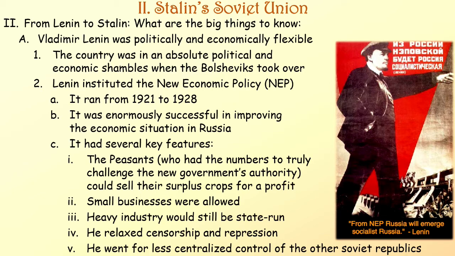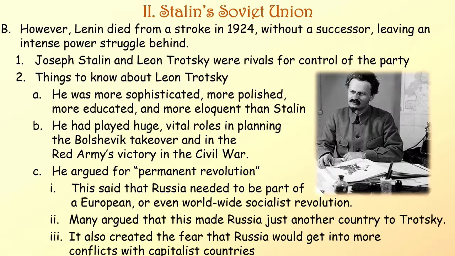Number one, the peasants, who had the numbers to truly challenge the new government's authority, could sell their surplus crops for a profit. Number two, small businesses were allowed, just petty capitalism, nothing big. Number three, heavy industry would still be state-run. Number four, Lenin relaxed censorship and repression. And number five, he went for less centralized control of the other Soviet republics.